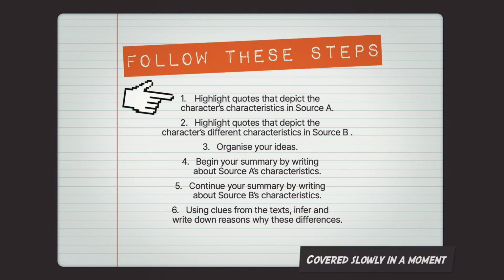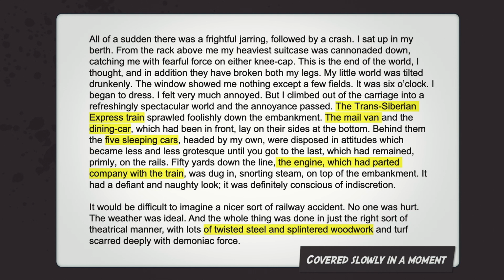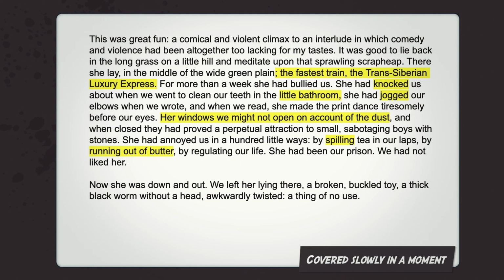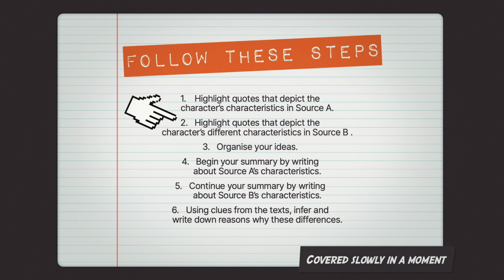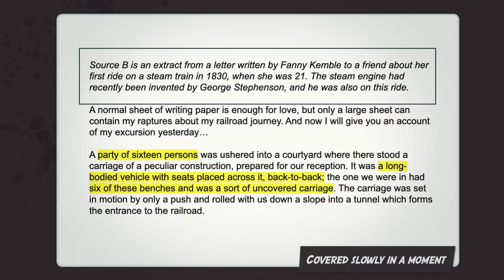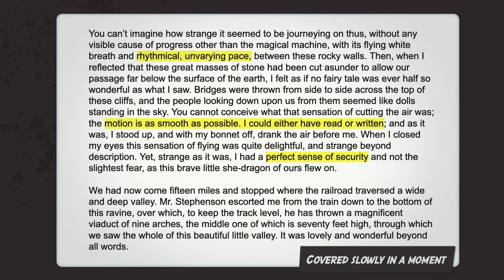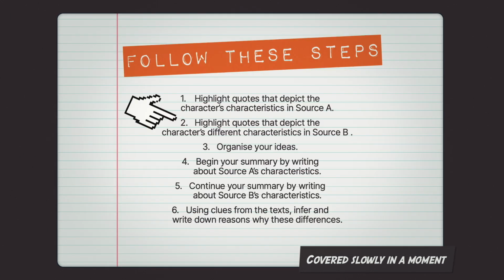Step 1. Highlight quotes that depict the object or character's characteristics in source A. It could be a person in other questions. Step 2. Highlight the quotes that depict the object or character's different characteristics in source B. For speed, try to notice the key differences as you go along, this time as the question implies that you should ignore any similarities. Step 3. Organize your ideas.